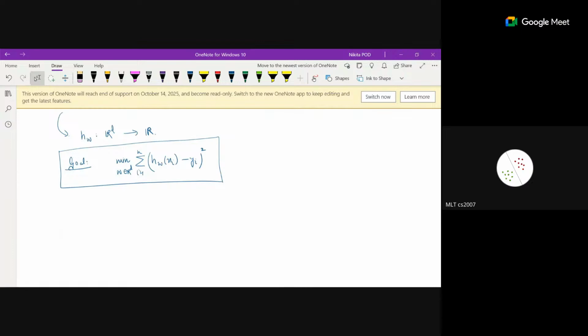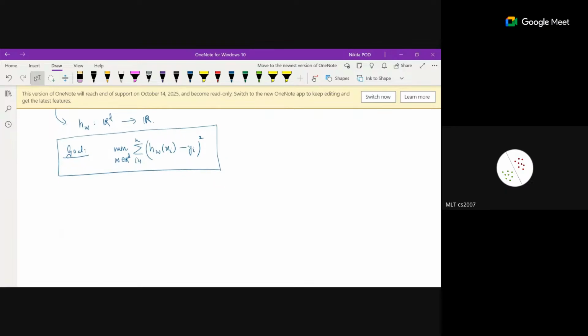We want to minimize this loss, or this error. So how do we define this h_w of xi? We defined h_w of xi to be w transpose x, right? So we can write this as the sum over (w transpose xi minus yi) whole square, where i is varying from 1 to n. So we want to minimize this.